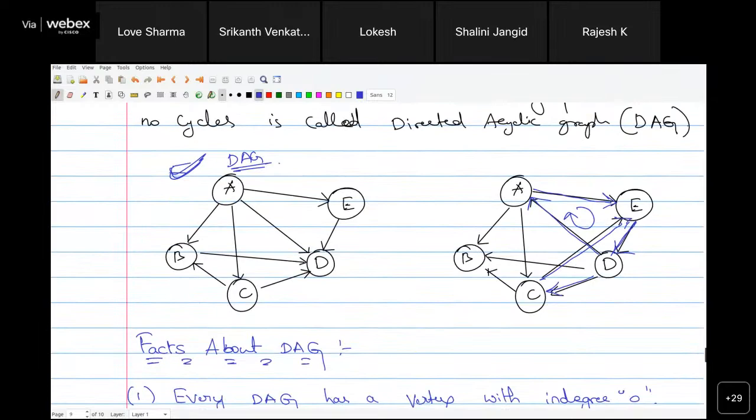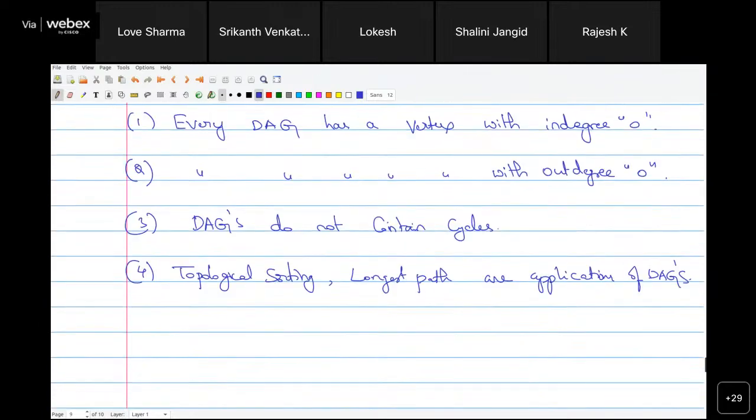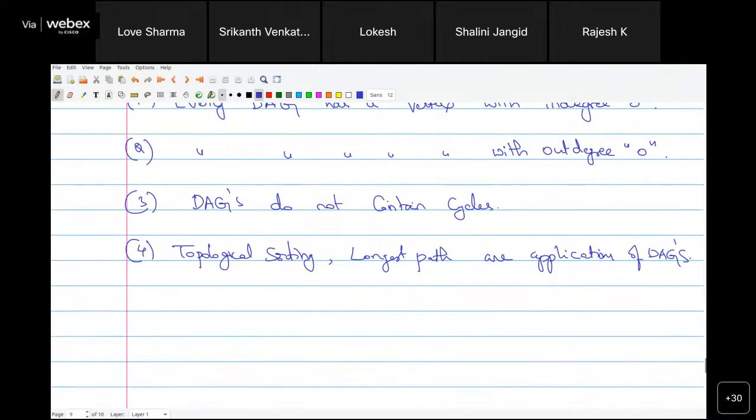Okay. You understand, right? Bidirectional means I can go from U to V, and I can travel back from V to U. I can come back to U again. So that will form a two edge cycle. Correct. So that will not be a DAG anymore.